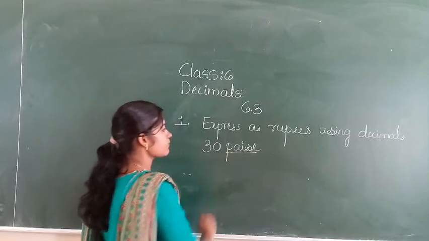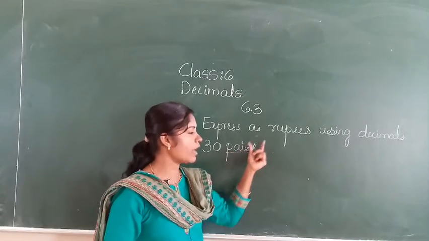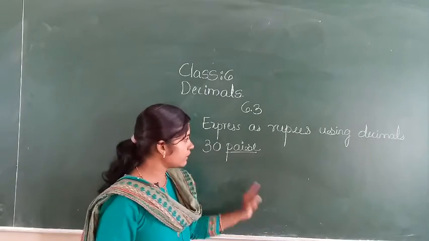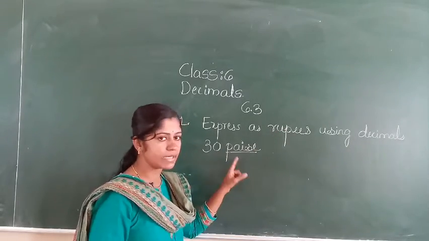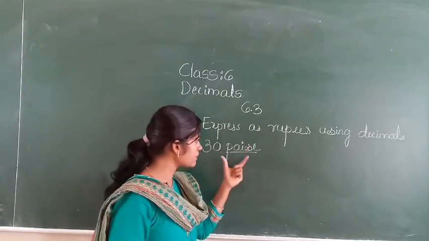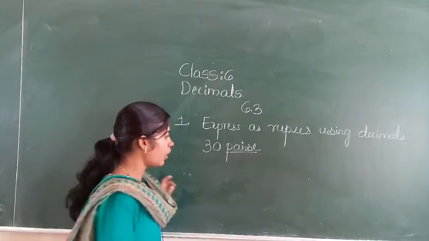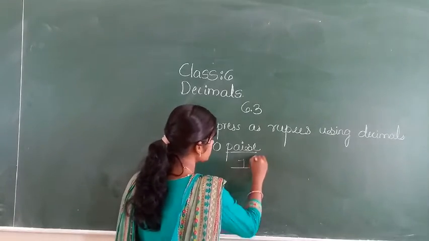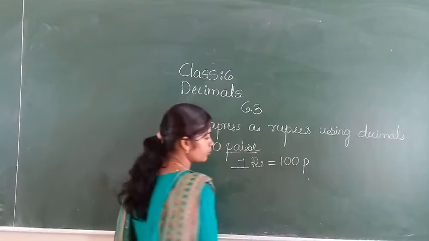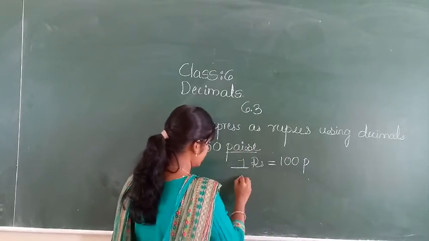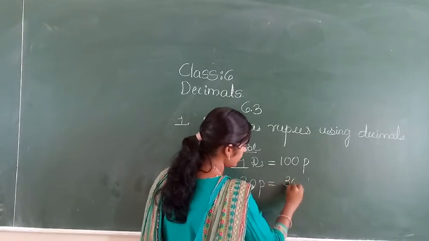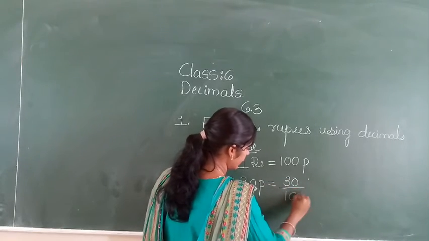See here, paise is a smaller unit and the question says you have to convert this to rupees, which means you must divide. When you are converting rupees to paise, that time you multiply. When you are converting a smaller unit to a bigger unit, paise to rupees, you divide. Already you know 1 rupee is equal to how much? 100 paise. Then 30 paise is equal to, you have to write here, 30 divided by 100.